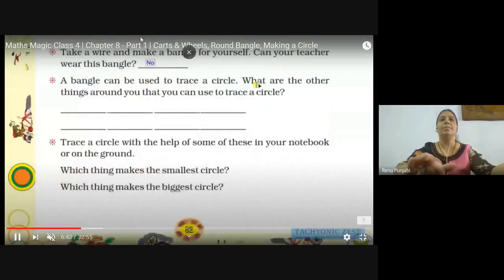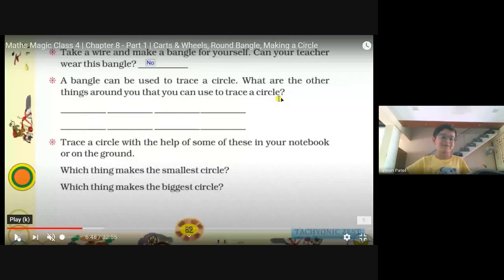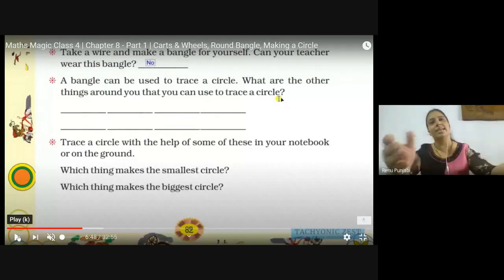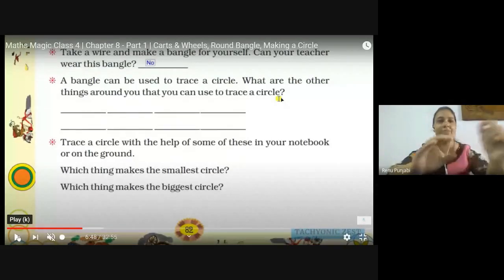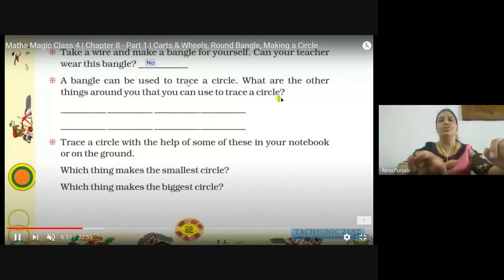Take a wire and make a bangle for yourself. Can your teacher wear this bangle? Can Swati ma'am wear it if Lamha makes a bangle? No, ma'am. Can I wear it? No, ma'am, because your wrist size and my wrist size are different. A bangle can be used to trace a circle.